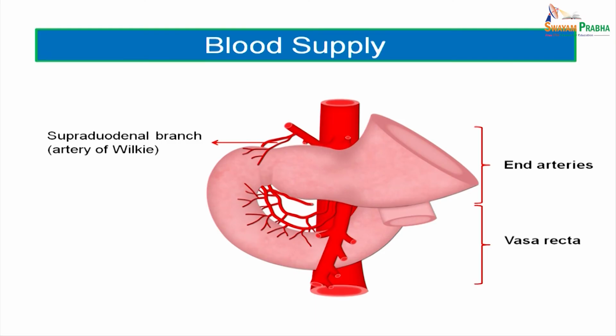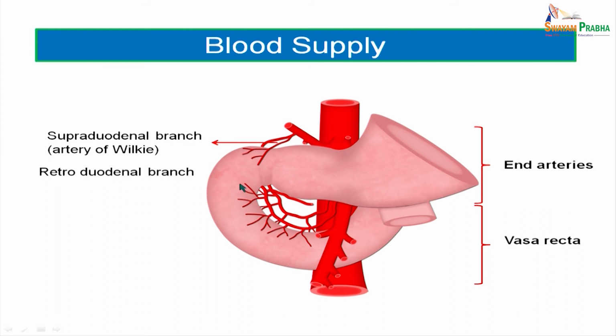For the first part, the main artery supplying it is the supraduodenal branch, commonly referred to as the artery of Wilkie. This is a branch from the gastroduodenal artery which supplies the upper 2/3 of the anterior surface and upper 1/3 of the posterior surface of the first part of the duodenum. Sometimes we have an additional branch called the retroduodenal branch, again from the gastroduodenal artery, which can supply the posterior aspect of the duodenum.